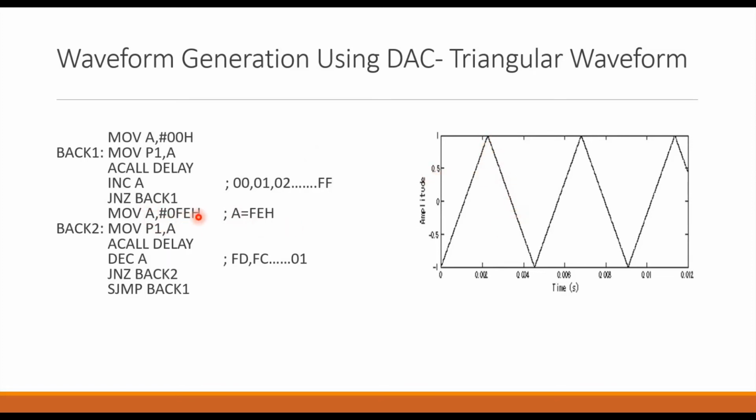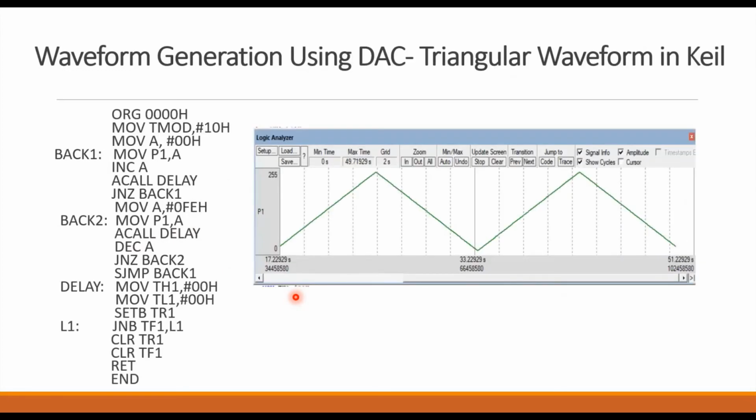So load A with FE, move it to port 1, call delay, start decrementing it. Now decrement it up to what? 00. When you decrement it to 00, after that load the accumulator again with the value 00H. So this is the program again, and this is the output you can achieve with this program in Keil. Try out this program in your Keil software.